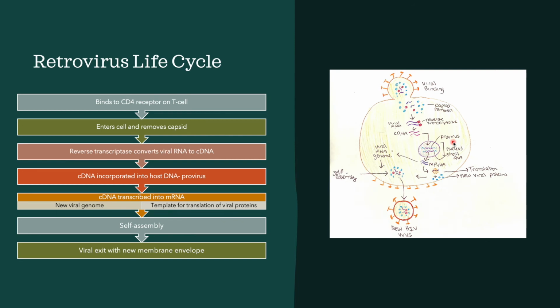HIV can stay latent for a long time. Certain stimuli induce the transcription of cDNA into mRNA. This mRNA acts as both the viral genome and an mRNA transcript for translation of viral proteins. Then the virus self-assembles and leaves the host cell, taking on a new membrane envelope from the host cell.